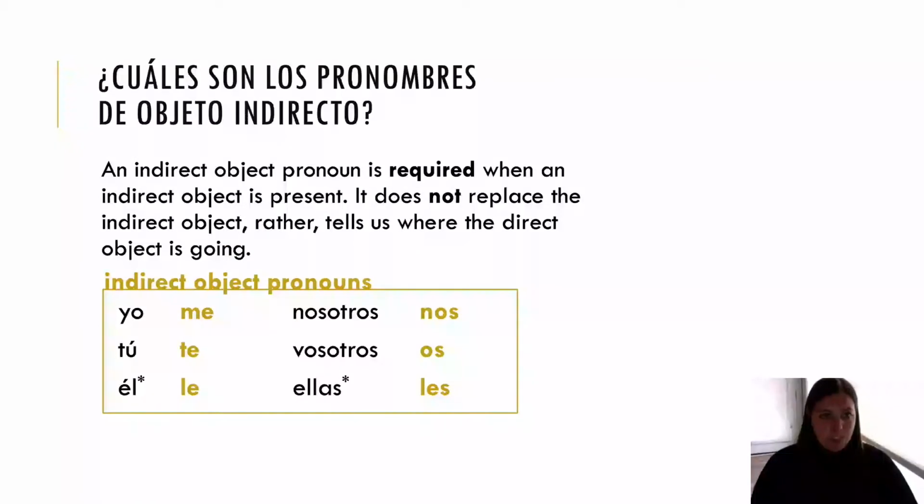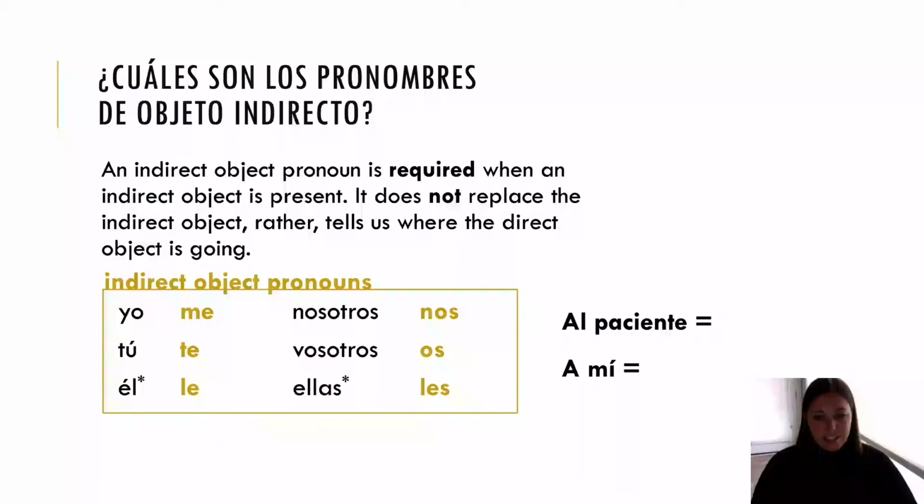¿Cuáles son los pronombres de objeto indirecto? An indirect object pronoun is required when an indirect object is present. It does not replace the indirect object, but it tells us where the direct object is going. You'll see more of that in our examples coming up, but here are the indirect object pronouns for you to choose from. And again, to test your knowledge, we'll bring in the indirect objects from our previous examples.